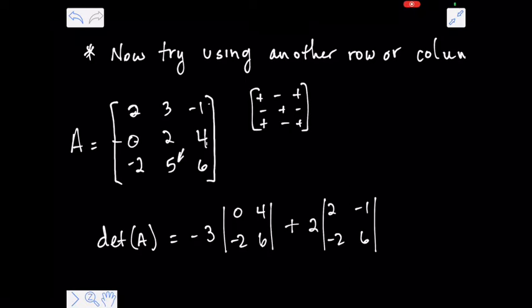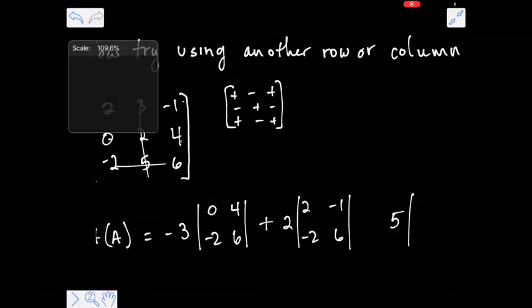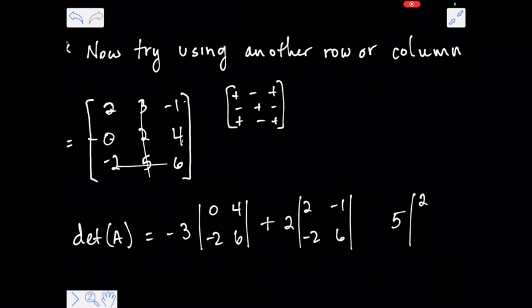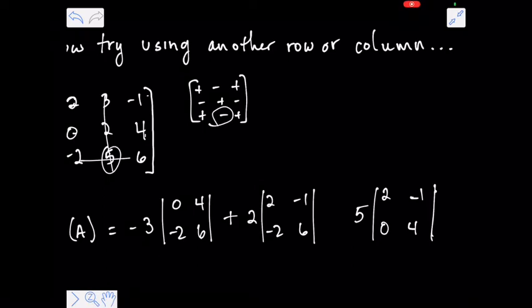Finally here, for that entry, I have 5. If I cross out the row and column containing that 5, then the minor would be the determinant of 2, 0, negative 1, 4. And then I need to check whether to multiply it by positive or negative 1. 5 is in the same spot where that negative 1 is, so I need to multiply it by negative 1, which would change it to negative 5.